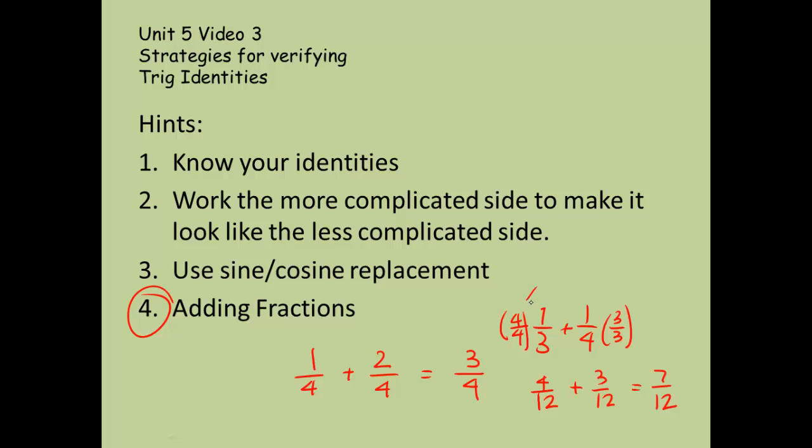So this idea of the 4 over the 4 and the 3 over the 3, which really represent 1, but a very particular value of 1 so that we can manipulate these fractions, is what we're going to be doing in the next example. Let's take a look.